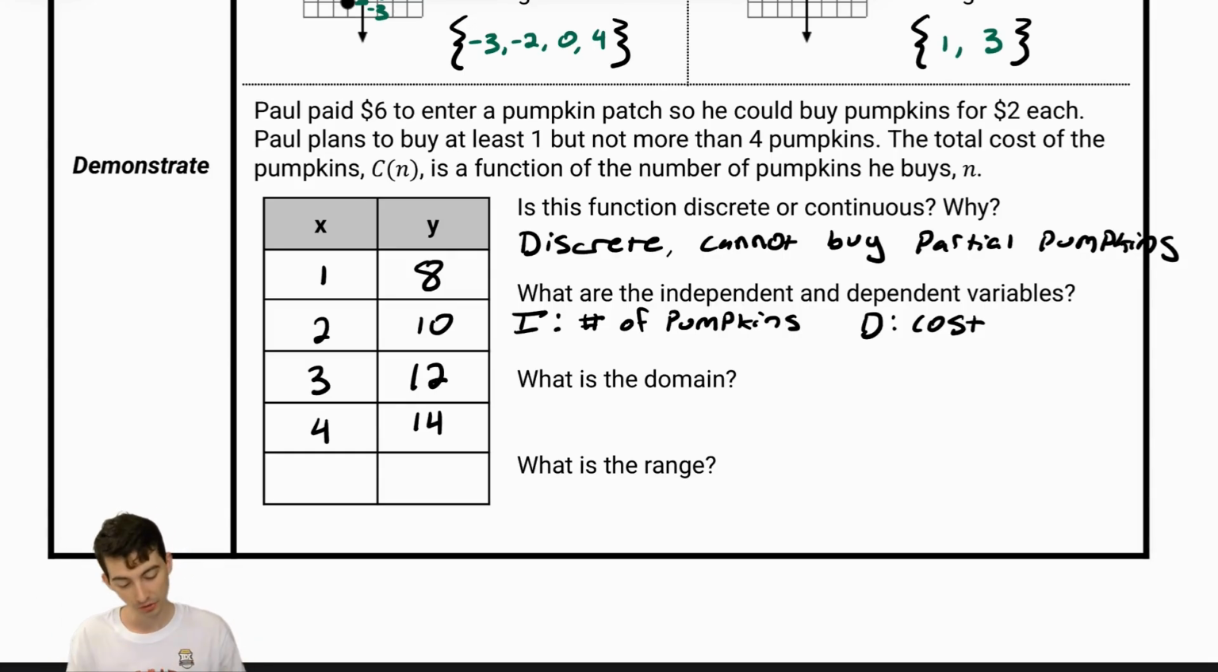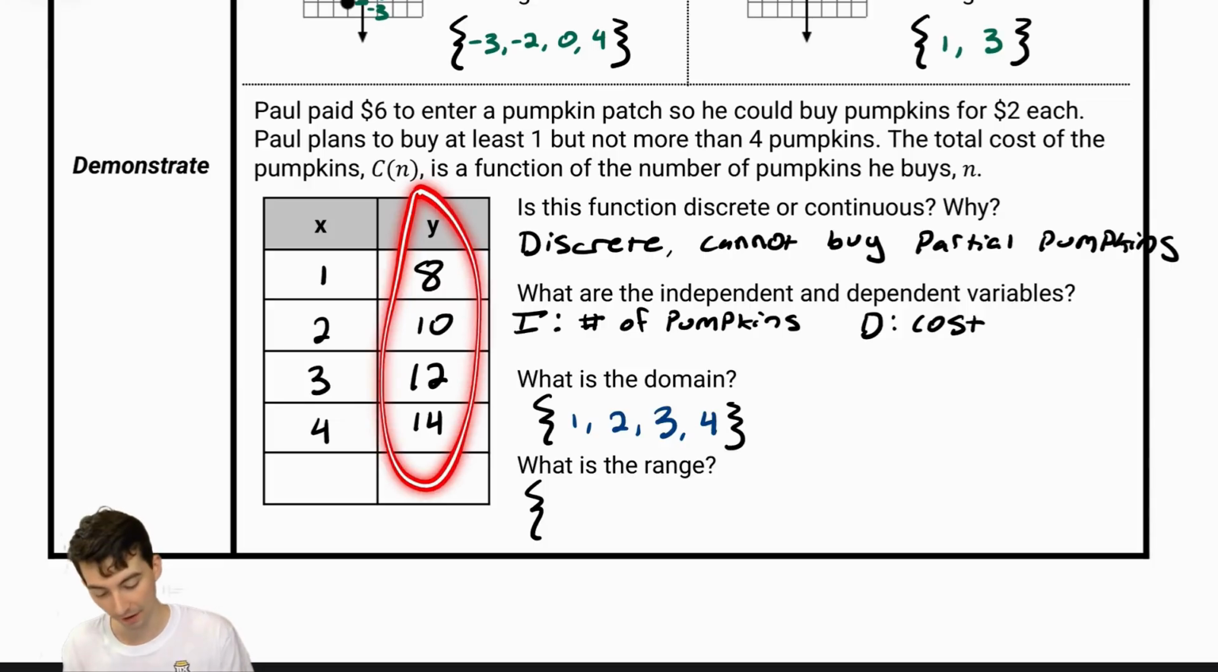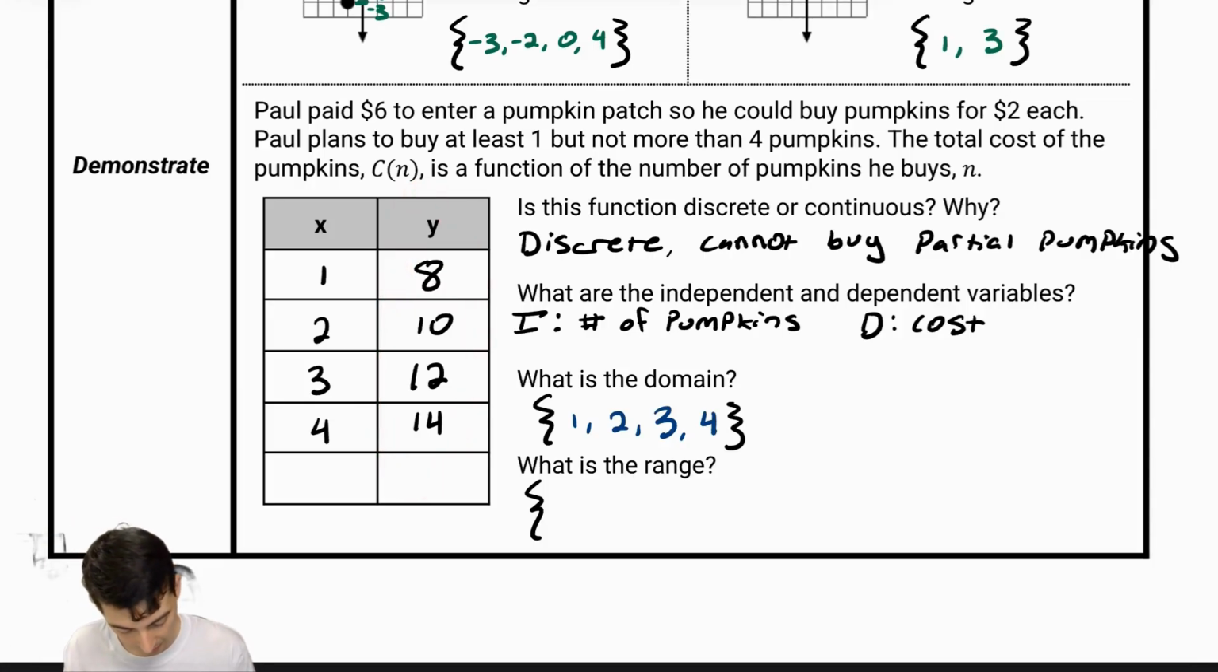So now we want to know what's the domain. Remember, domain is all of my x values here. It's all of my independent variables. So my domain is just 1, 2, 3, and 4. And same for my range. It's all of my dependent variables, which is all of my y values, which in this case is just 8, 10, 12, and 14.